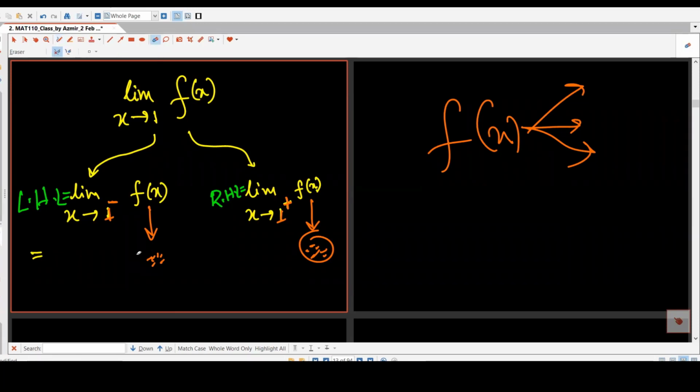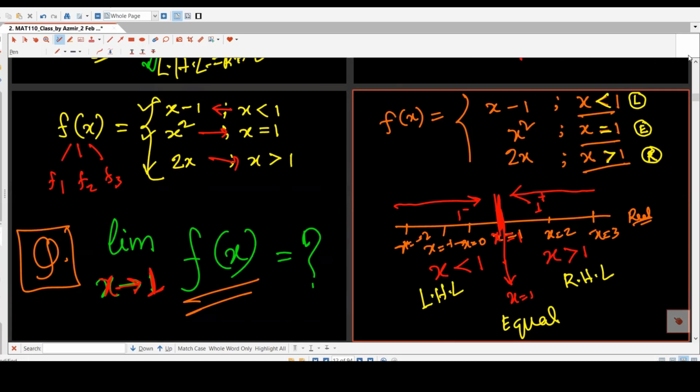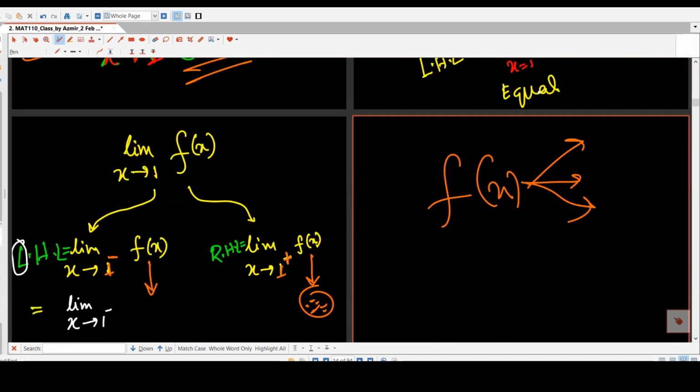Now, let me write the same thing again. Limit x tends to 1 minus. So 1 minus means the leftward function. I have already mentioned L, E, R. So which one is the leftward function? Obviously x minus 1, right? So we can input this one here.